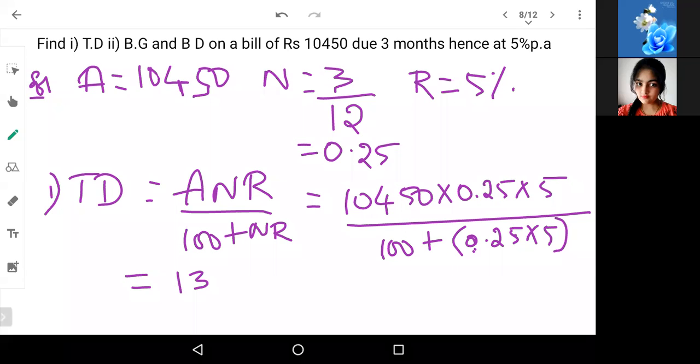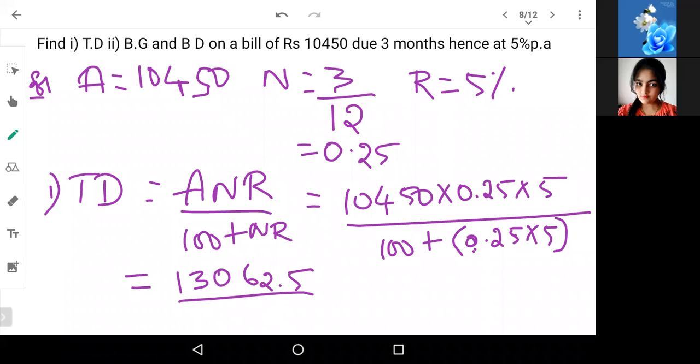True discount is 129.012. No, don't take it as 130. 129.0, right? If it is more than 5 after the decimal, then it is 130. If not, it is 129. Yes, don't take it as 130. Be careful.